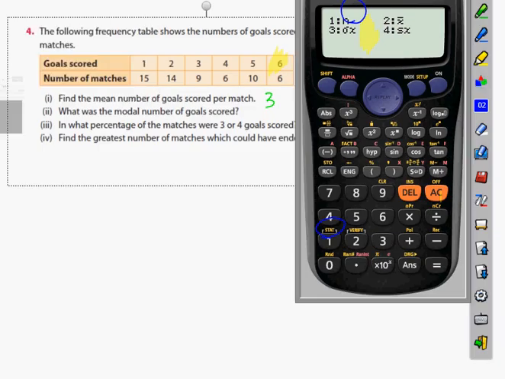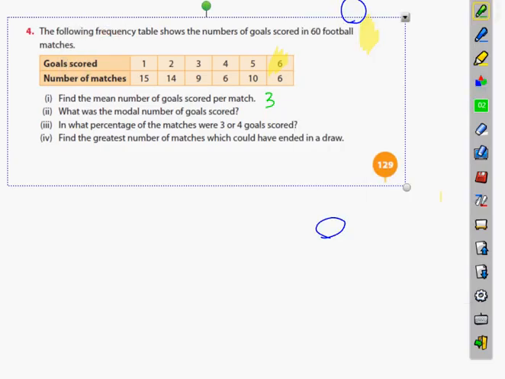We're just going to finish off this one, then we'll do another one with you on the calculator. Now, what's the modal number of goals scored, the most common amount? One goal happened 15 times. 1 is the most common result, so that will be 15.